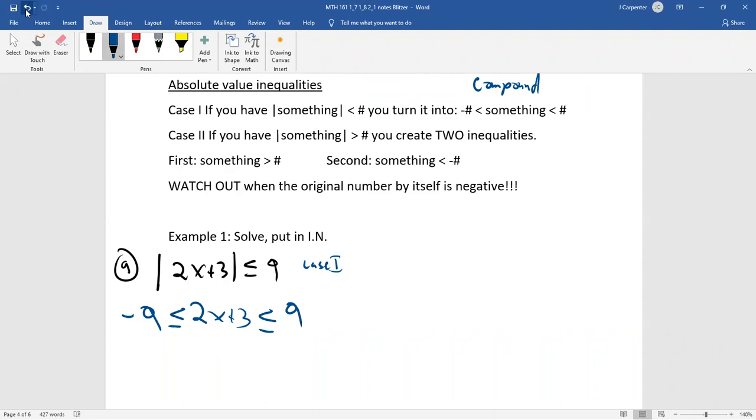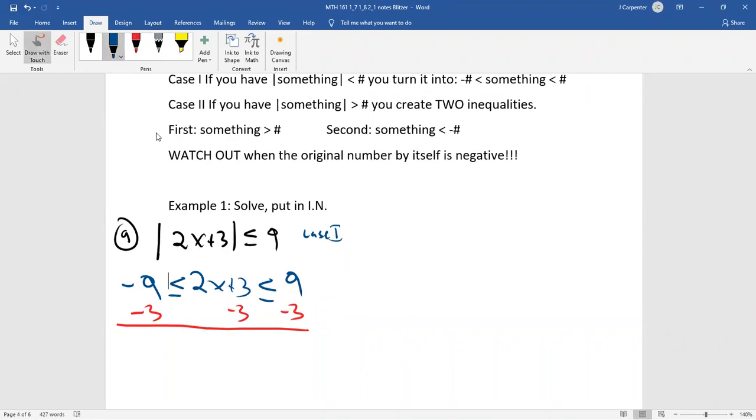Okie dokie. Now from here, all we do is solve for x. This is the thing we're trying to isolate. The 2 and the 3 have got to go. And the only variation to this idea is whatever you do to one side, you now do to all 3 sides. So to move the +3, we got to subtract 3. Fair warning, don't ever try to move the x out of the middle. It's a bad idea. -9 minus 3 is -12, less than or equal to, leave the 2x.